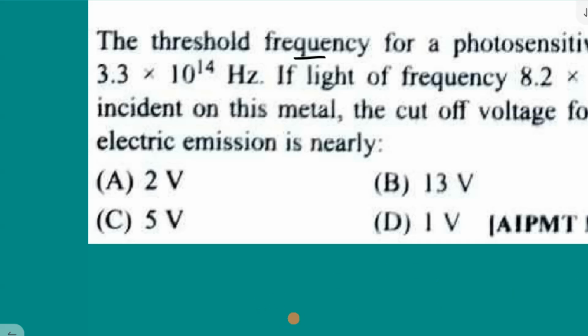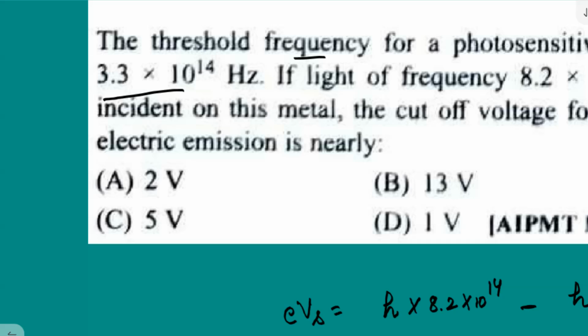So eVs will be equal to h nu, that is h times frequency of incident light, that is 8.2 into 10 raised to the power 14, minus work function, that will be h times the threshold, that is 3.3 into 10 raised to the power 14. And now we can take h common, and this will be 8.2 minus 3.3, and that will be equal to 4.9 into 10 raised to the power 14.